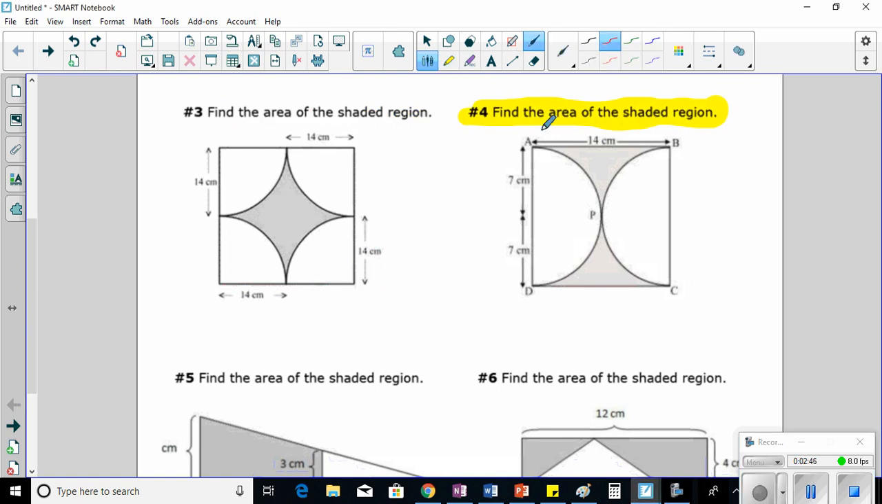Number 4 here is almost the same as number 3. We're going to find the area of this whole square. That should be easy to figure out based on these numbers over on the sides. So you find the area of the square, and then we're going to subtract away one circle. Well, you have to find the radius of that circle, but it's basically listed for you right here. Here's your radius. So you can find the area of the square and subtract the area of the circle from it.